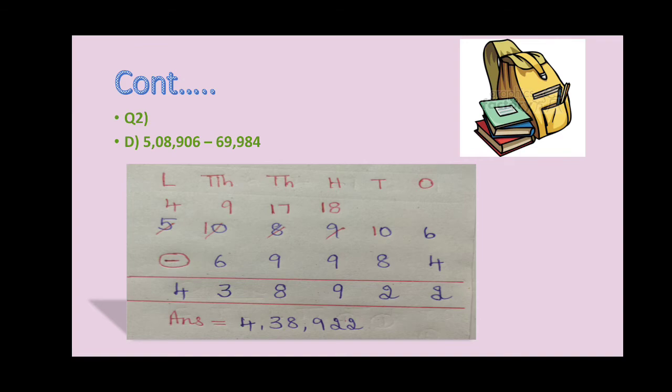So then 69,000 means you should start from 10,000's place, and then thousands place 9. You're supposed to write 9 in hundreds place, 8 in tens place, and 4 in ones place. This arranging is very, very important, children. Remember, after arranging in the columns, you have to start your subtraction from extreme right, that is from ones place. Then you start your subtraction.